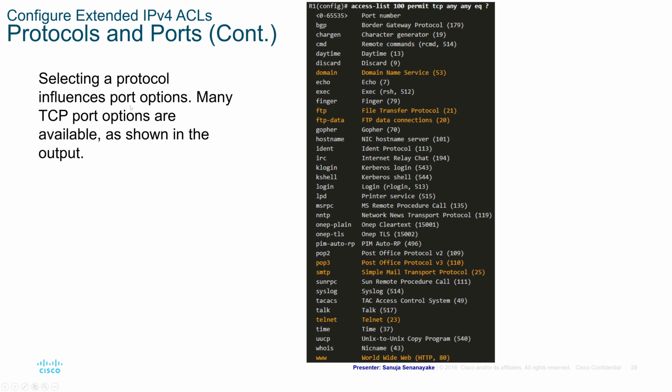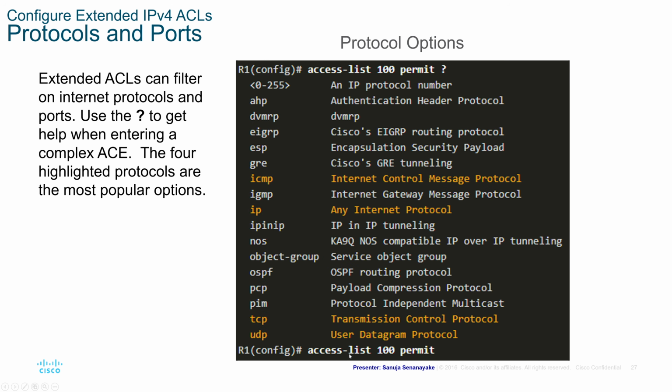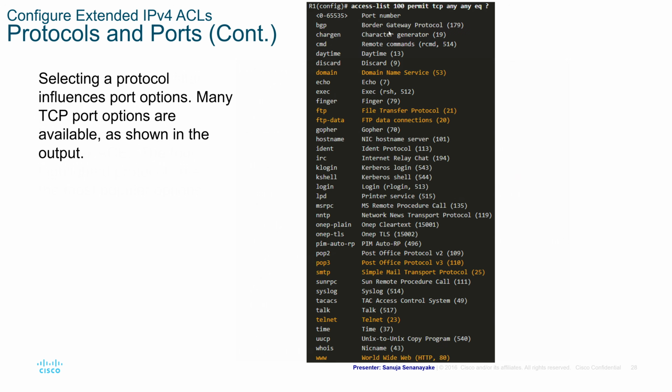Selecting a protocol influences the port options that will be available once you have selected the protocol. So many TCP port options are available as shown here on the right hand side. Remember, on the previous one we entered access-list 100 permit and we were not sure what options we had, so we added the question mark and hit enter, and it gave us all the protocol options. But now we have selected TCP as our protocol and we have given the parameters for it, any, and then after that we have equal to what. In this case we are not sure, so we're going to enter the question mark command and press enter, and you'll see a whole list of options that can be picked for that TCP protocol.